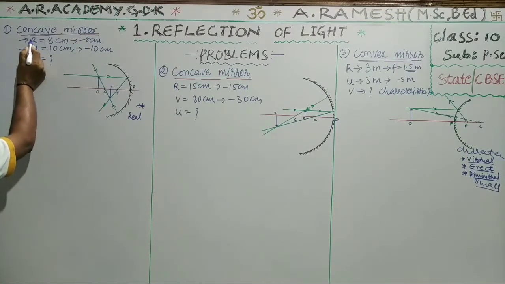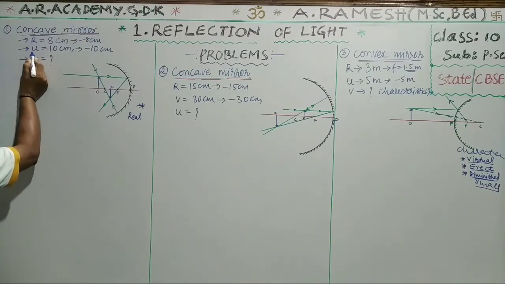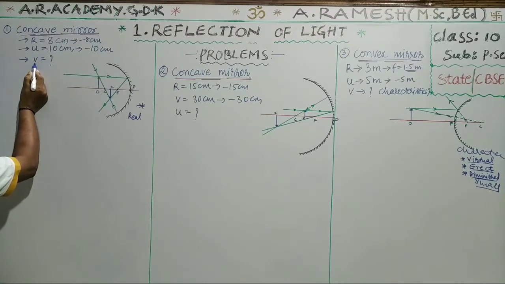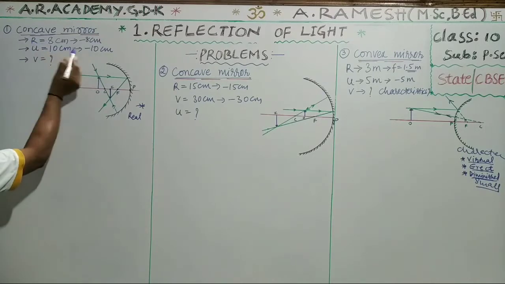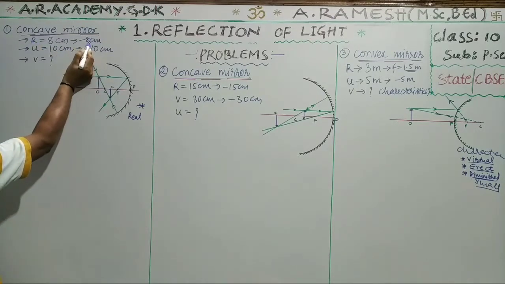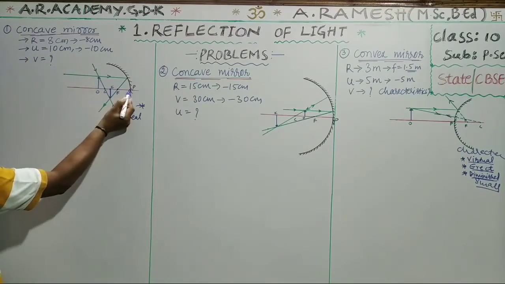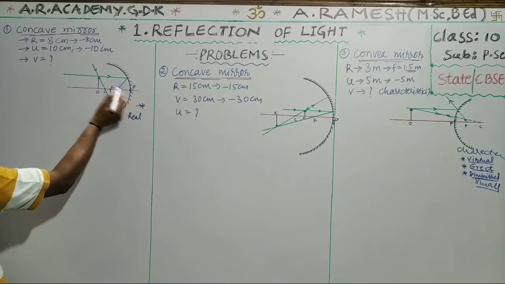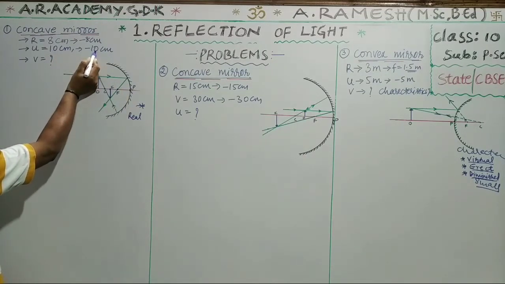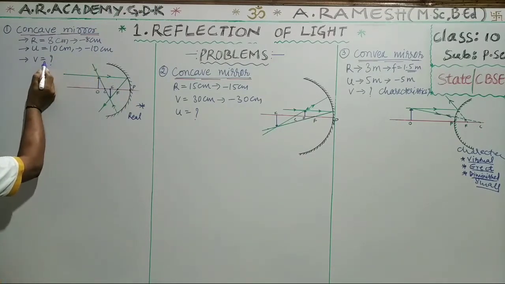Object distance is given. Radius of curvature is given. Image distance we have to find out. For that we have to make some changes. Radius, minus 8, I kept. U, I took minus 10 centimeters. Object distance we measure from the pole opposite to the light direction, so we have to take minus 10 centimeters. Remember, children. And V we have to find out.